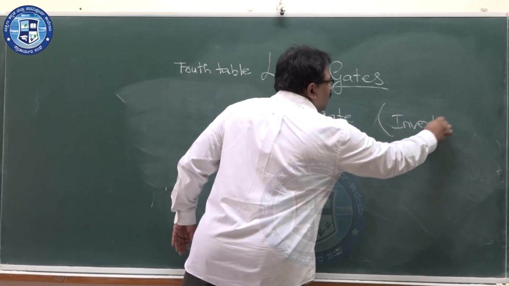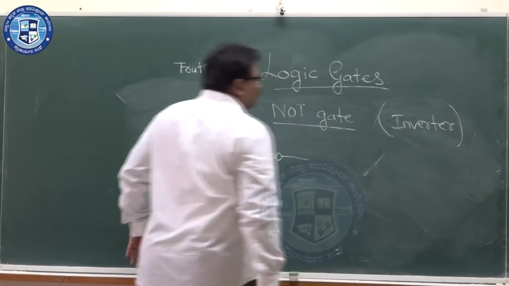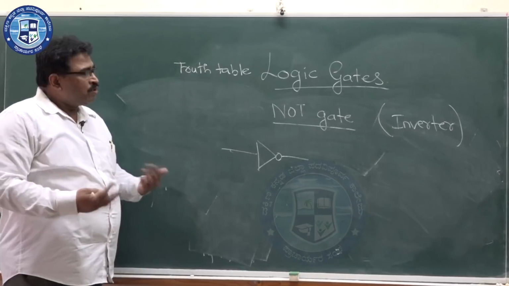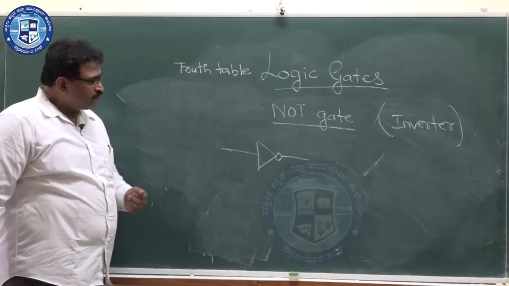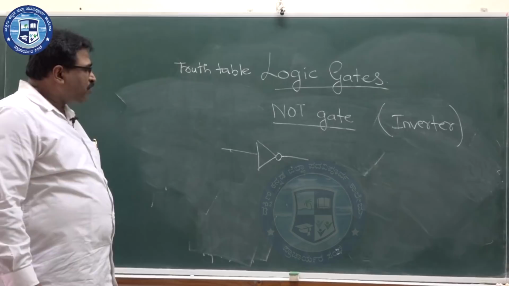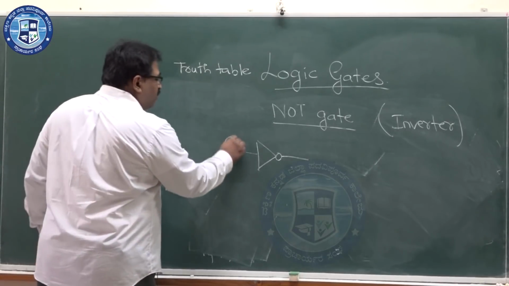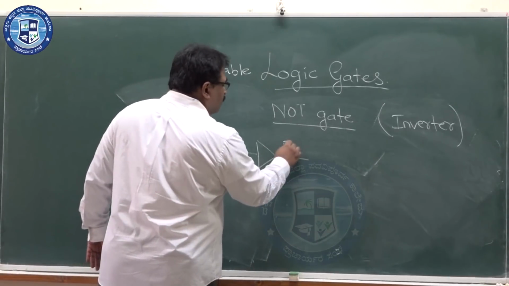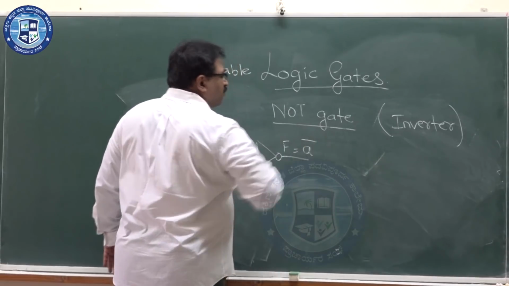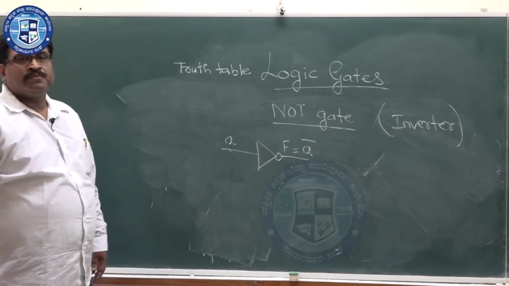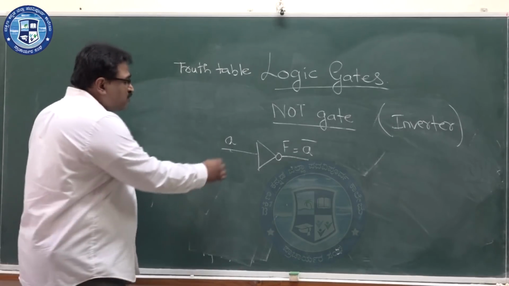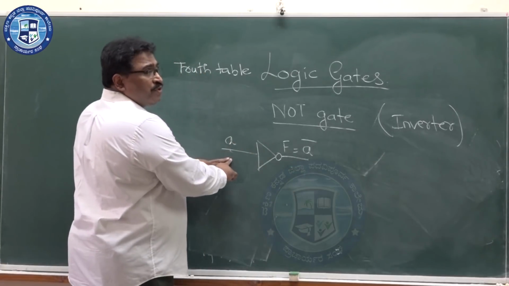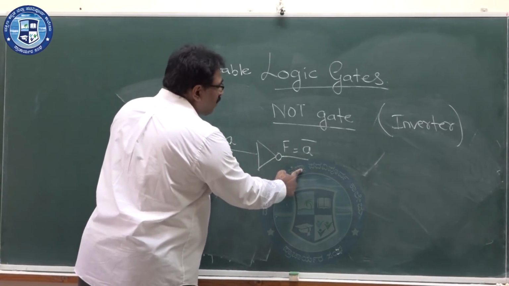This is a question we normally get in the final board exam. What is NOT gate also called as? Or we can get the reverse of this: which gate is called an inverter? So this gate is called an inverter because if I give the input as A, the output will be A bar, that is the complement. So if I give the input as 0, I should get the output as 1. If I give the input as 1, the output will be 0.